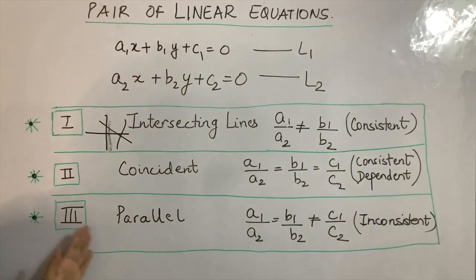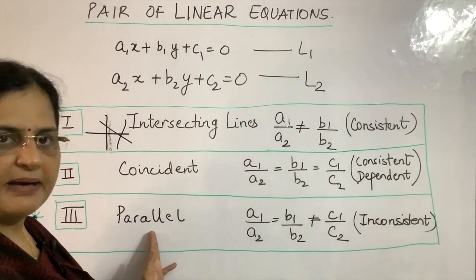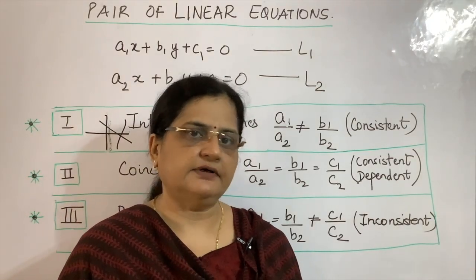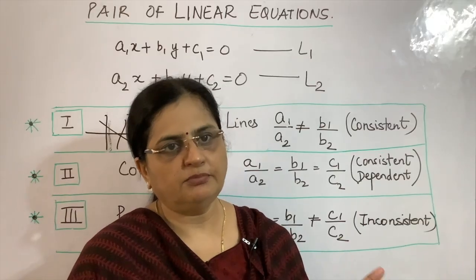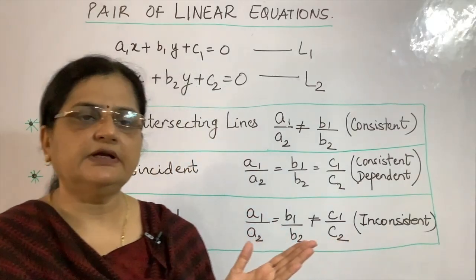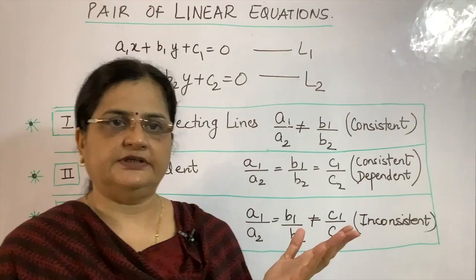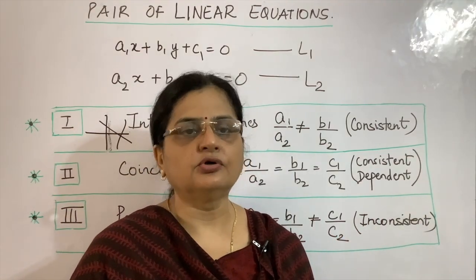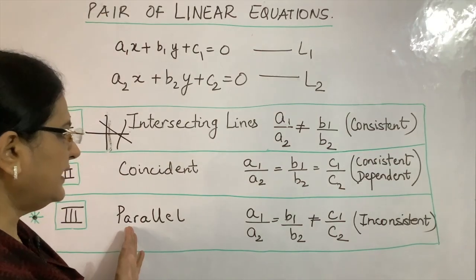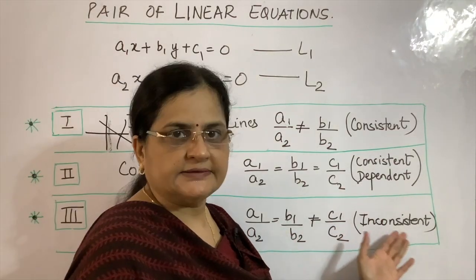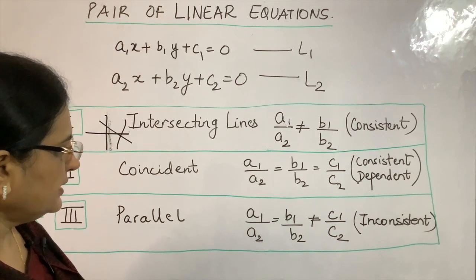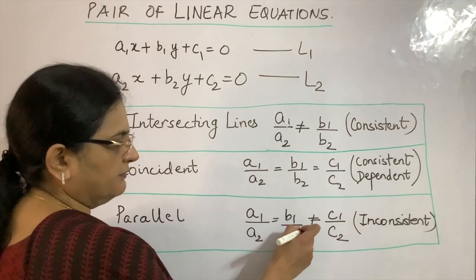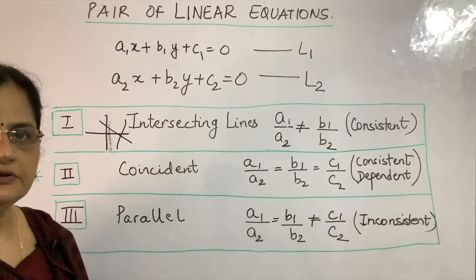Then the third case is parallel. The lines are parallel, meaning there will be no solution, because parallel lines will never cut each other. If you talk about parallel lines, you know that parallel lines will intersect each other where? At infinity, or they will never intersect each other. Not intersecting means no solution at all. So parallel lines are said to be inconsistent, and what will be the condition? a1 upon a2 will be equal to b1 upon b2, but it will not be equal to c1 upon c2.